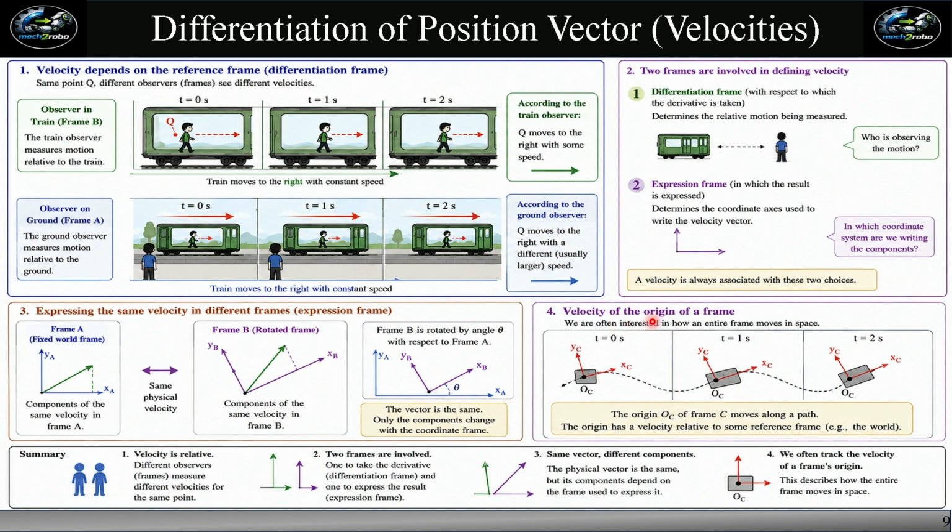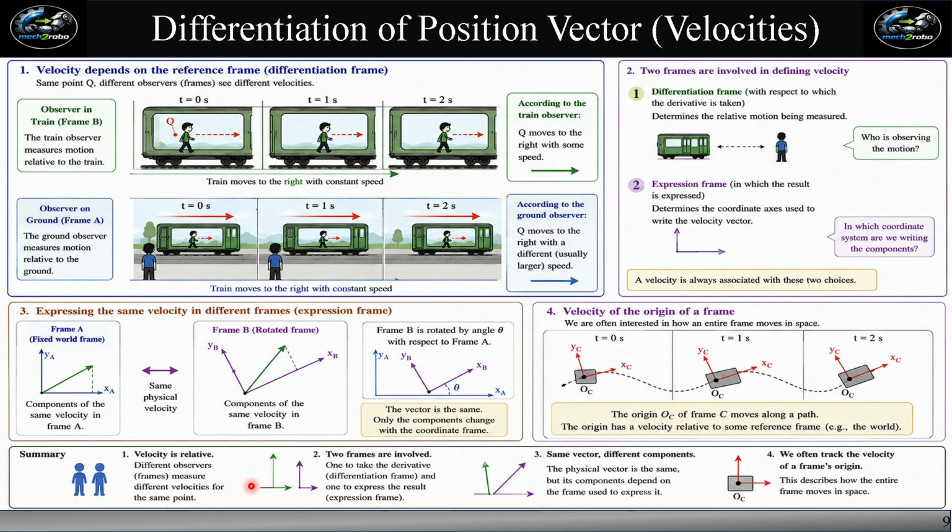Then velocity of the origin of a frame. We are often interested in how an entire frame moves in space. At t0, t1, t2, this is the movement or velocity or motion of the frame C. The origin OC of frame C moves along a path. The origin has a velocity relative to some reference frame, that is the world frame.